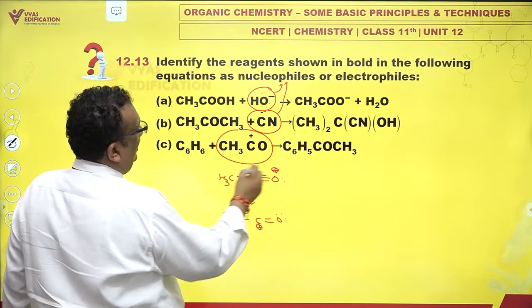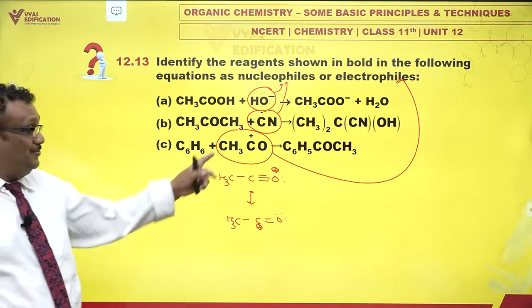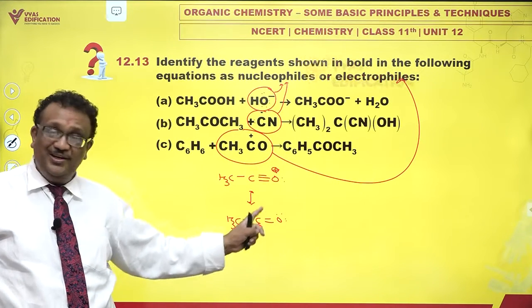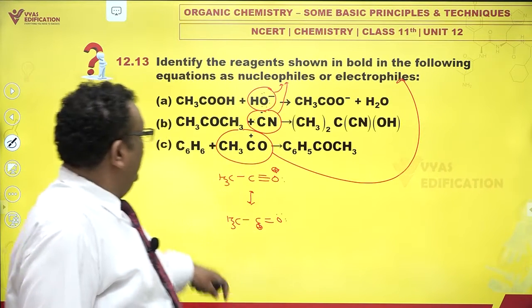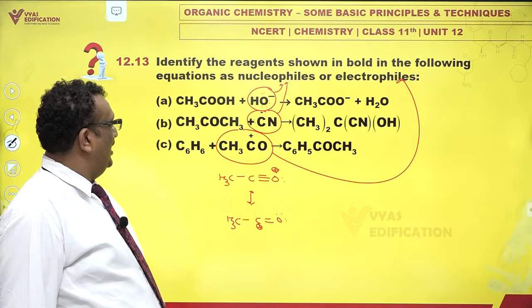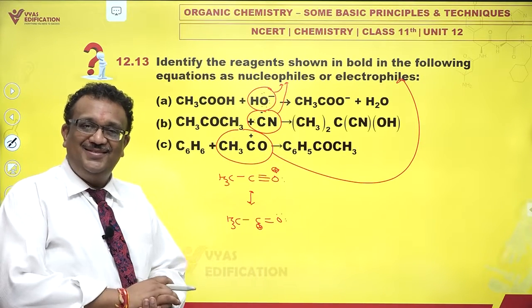This is an electrophile. Why? It has a plus charge. It is electron deficient, as you can see. So it can accept a lone pair of electrons. So these two are nucleophiles and this is an electrophile. That's it. As simple as this.